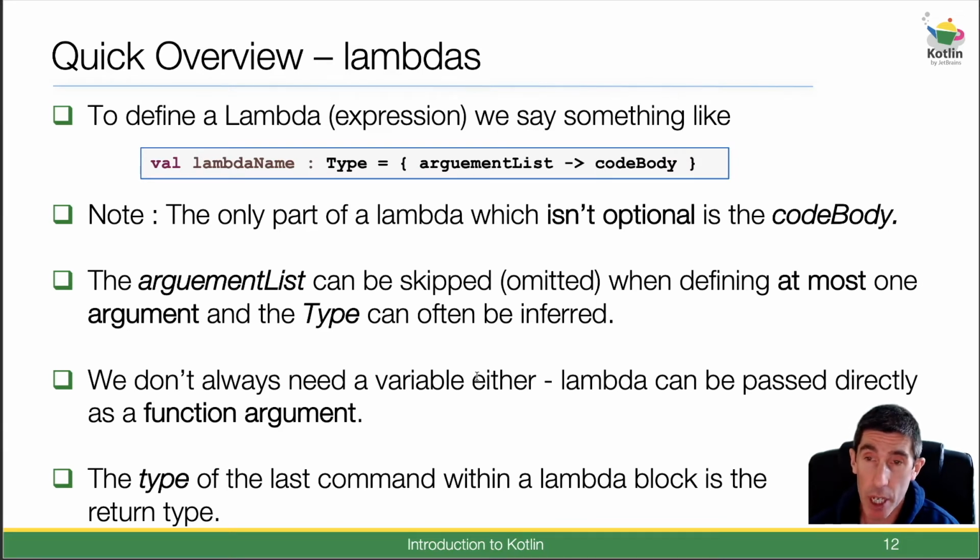Likewise, you don't have to specify a type. We've seen that type inference already in Kotlin. We don't always need the variable either. Lambdas can be passed directly as a function argument. So we could just take the bit inside the curly brackets and pass that as a parameter to a higher order function. And finally, the type of the last command within a lambda block is the return type. Whatever type that evaluates to, that's the return type.